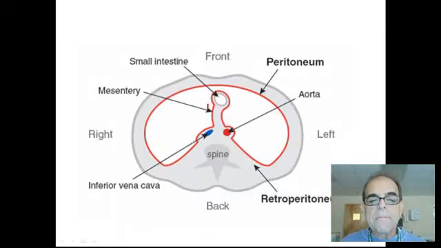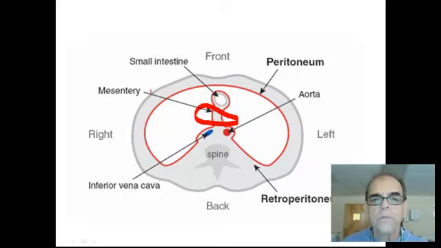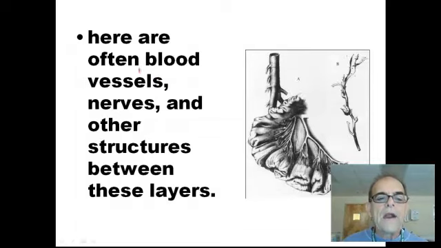You can see here the mesentery, a two-fold of peritoneum. It's not different. It's a two-fold of visceral peritoneum. Here are often blood vessels, nerves and other structures like lymphatics that go through the mesentery.